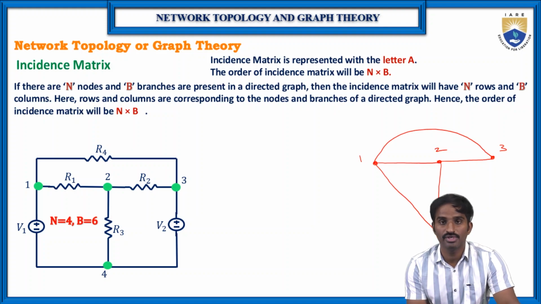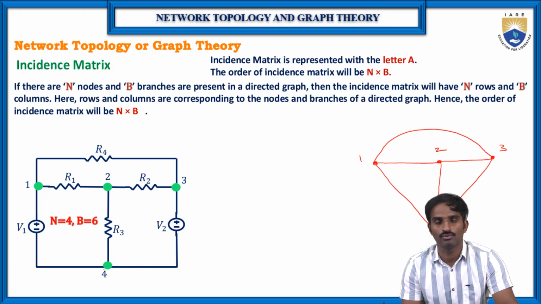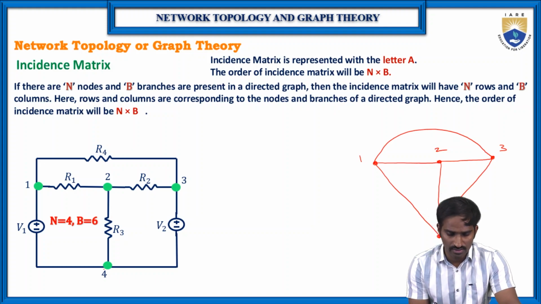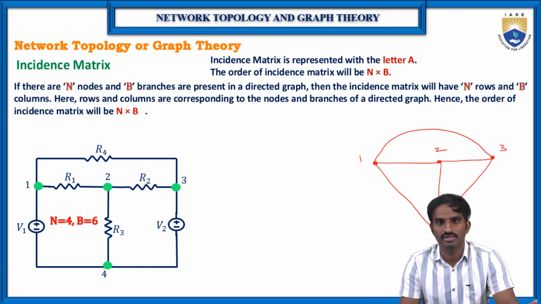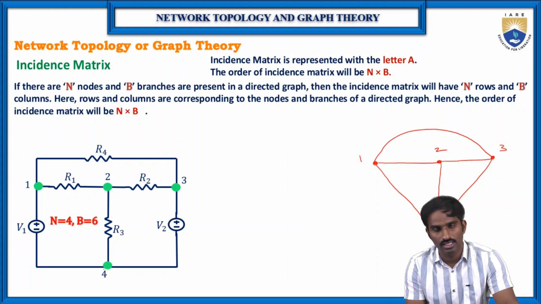Then coming to node 3. 3 to 2, we have already drawn, and 3 to 1, that is R4, we have already drawn. But 3 to 4, there is another voltage source V2. Then 4 to 1, 4 to 2, 4 to 3 are already covered. So this is how we can convert the given electrical circuit into the graph. This is an unoriented graph, which means there are no directions indicated on these branches. Now we should indicate the directions.